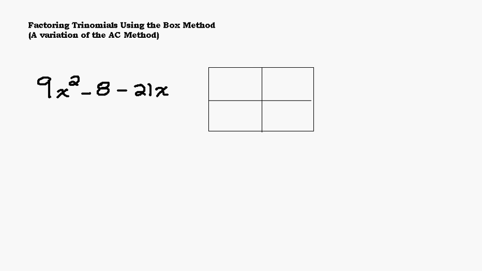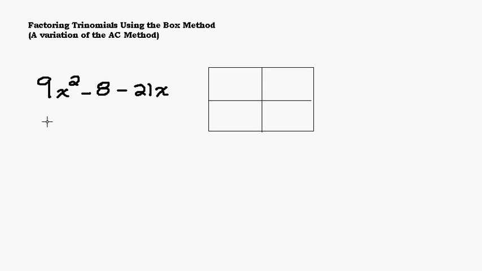In this video, we're going to look at a different method for factoring trinomials, and I'm going to call this the box method. This is actually a variation of the AC method if you're familiar with the AC method. But with the box method, it kind of takes out the factor by grouping step, which can be confusing for some people. So let's take a look at this example. We have 9x squared minus 8 minus 21x, and what we want to do is factor that.